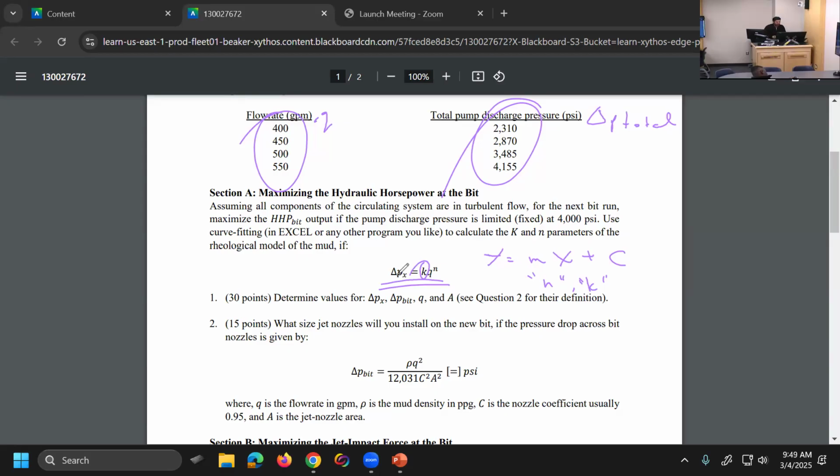Once you get that, you basically need to plot it and show me the lines and everything. That's fine. Once you get it, you can use the equations that we learned from class to give me these values.